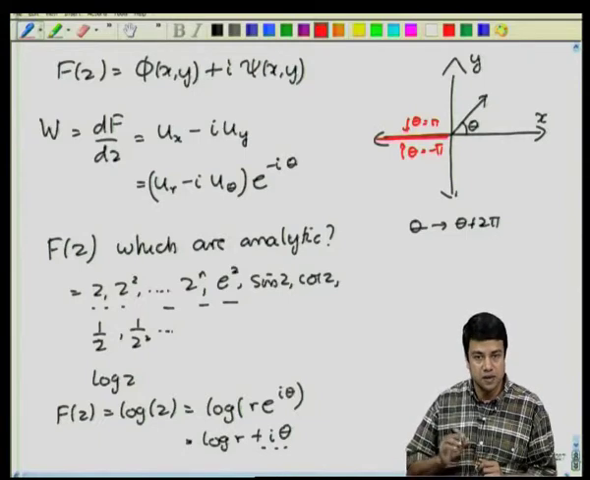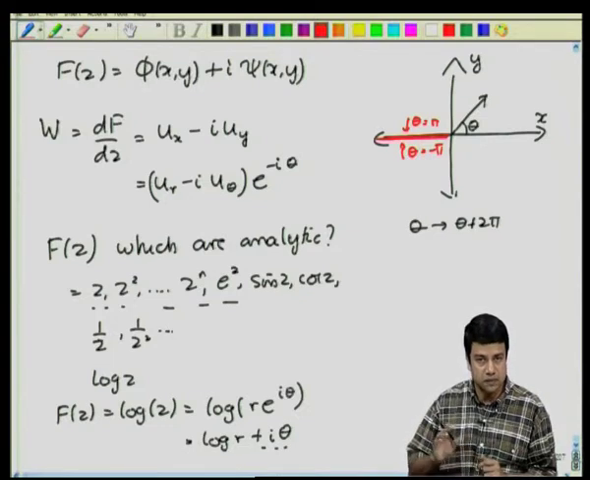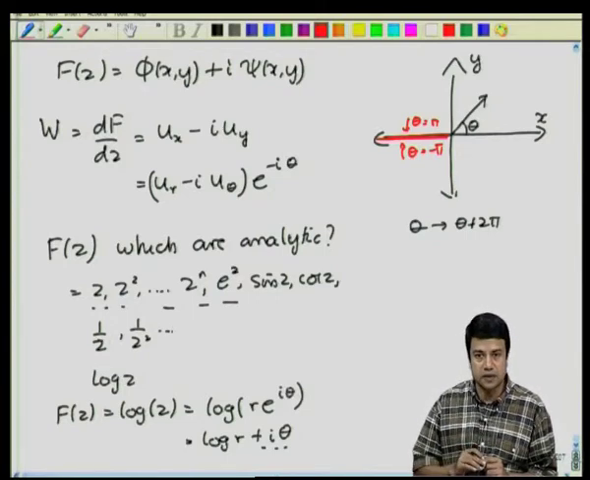powers. z power half, for example. If I take z power half, I get e power i theta by 2. So, if I go around, theta to theta plus 2 pi, that e power i theta by 2 has a different value. So, for all those cases, one has to take a branch cut in the complex plane. Subject to that, all of these are analytic functions.